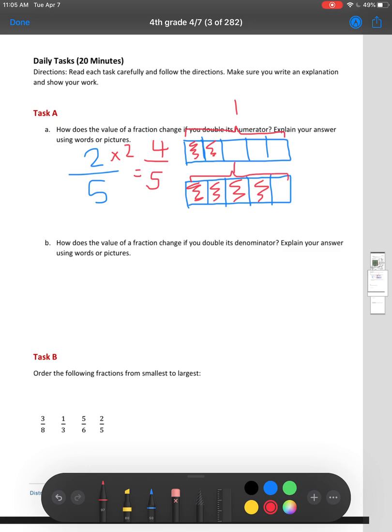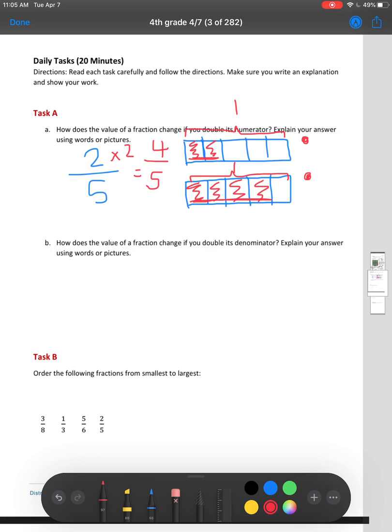So what happened? How does the value change here? I want us to think about, well, I started with 2/5 right here up top, and then I doubled the numerator, and now I have 4/5. So I can see that the value increased, right? It got bigger. The value doubled. Instead of having 2/5 here, now I have 4/5 here. So the value doubles. It becomes a larger fraction, okay?